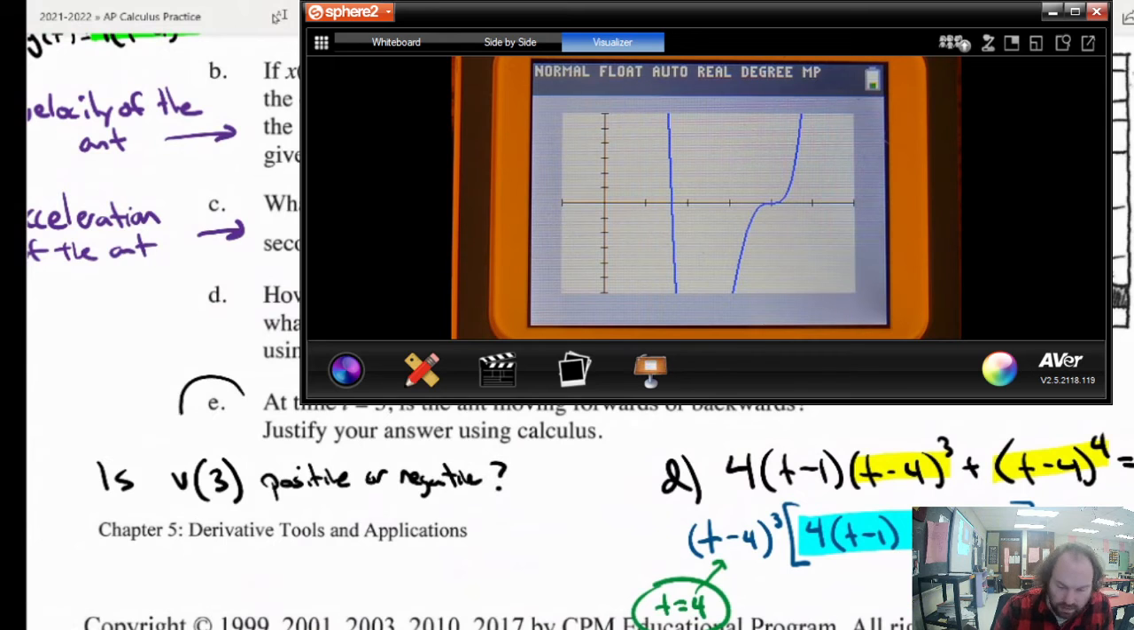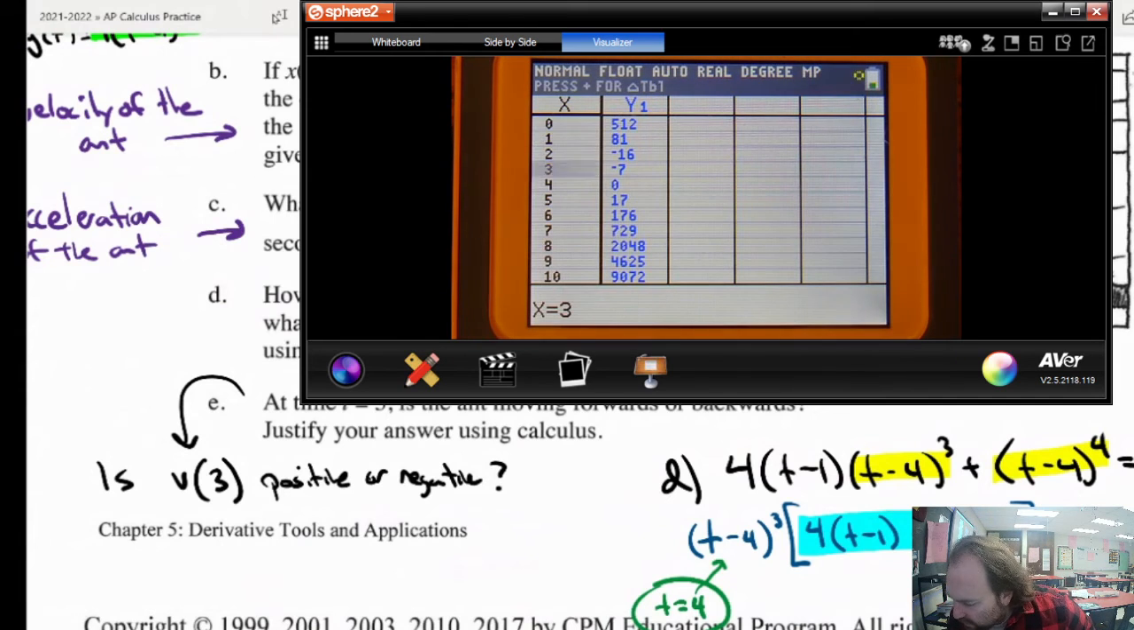Translation of this problem: if it's positive, your ant is moving to the right. If it's negative, he's moving to the left, forwards and backwards. We know it's negative, so he's got to be moving backwards. Let's just take a look at the table to confirm what v of 3 is. It's -7. So v of 3 equals -7, so he's moving backward.